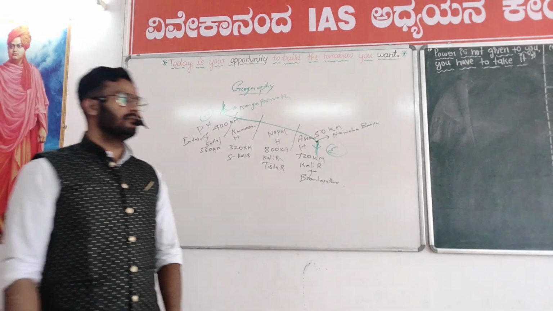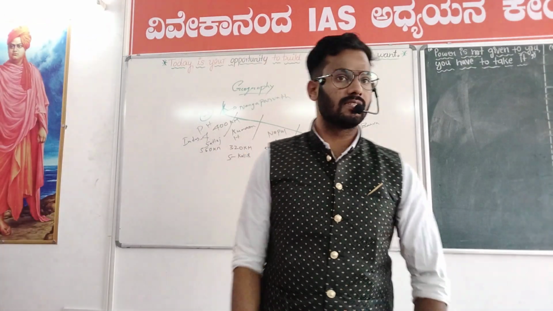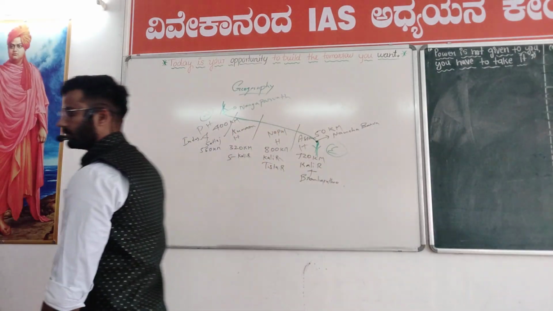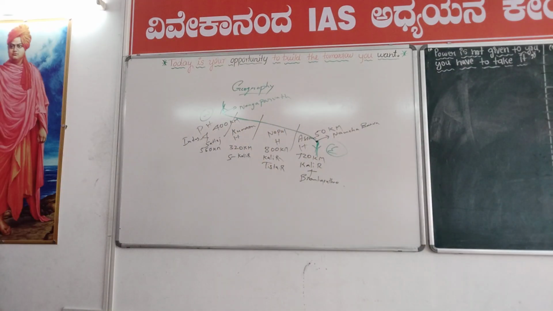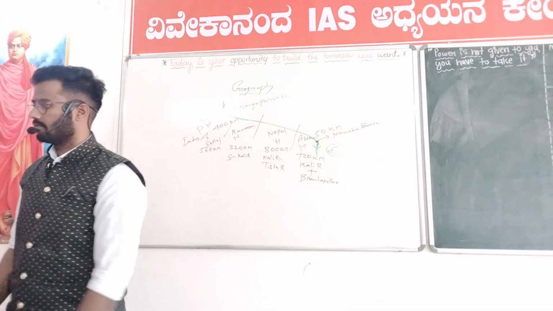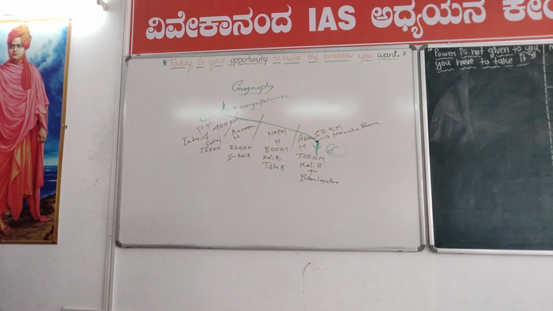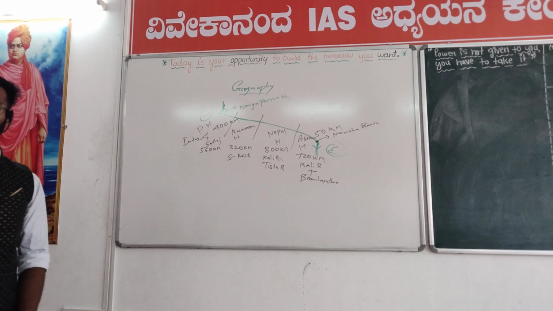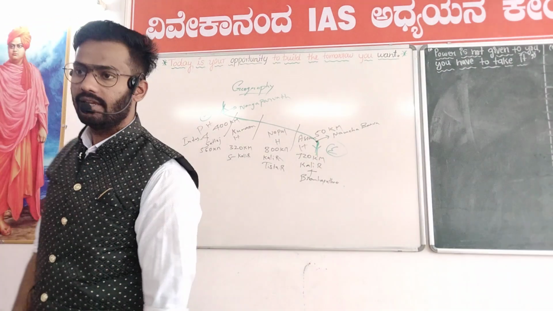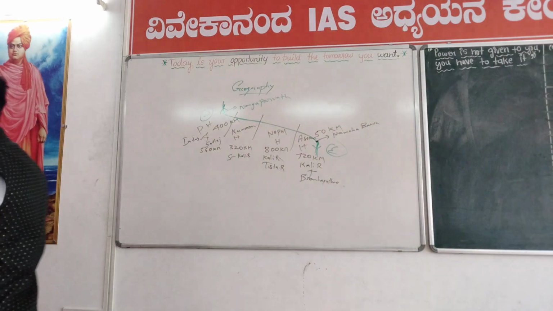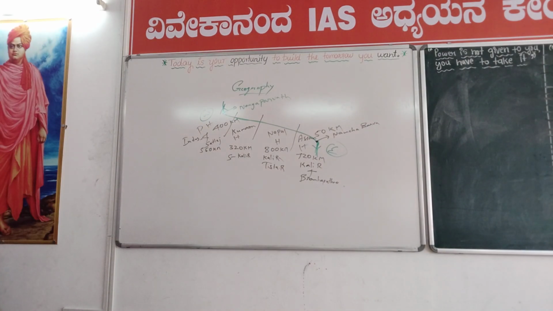The Himalayas at Mizoram are called Lushai Hills, L-U-S-H-A, Lushai Hills, and Mizo Hills.